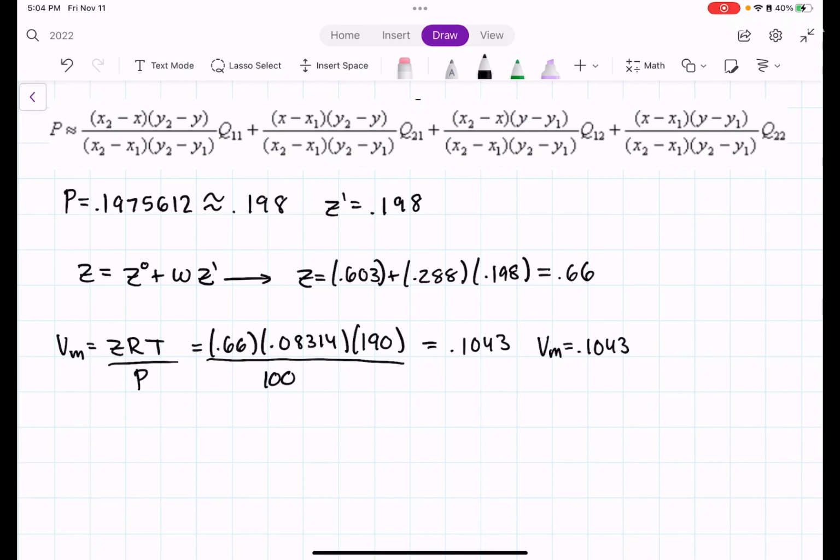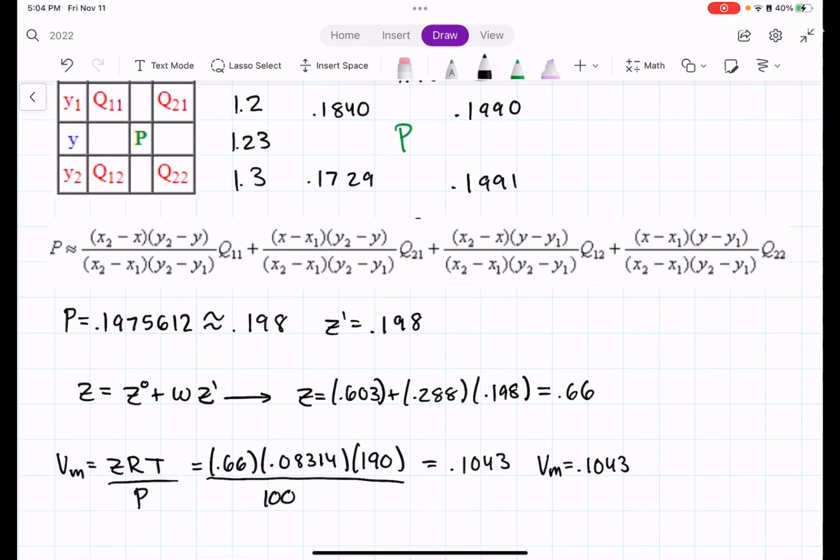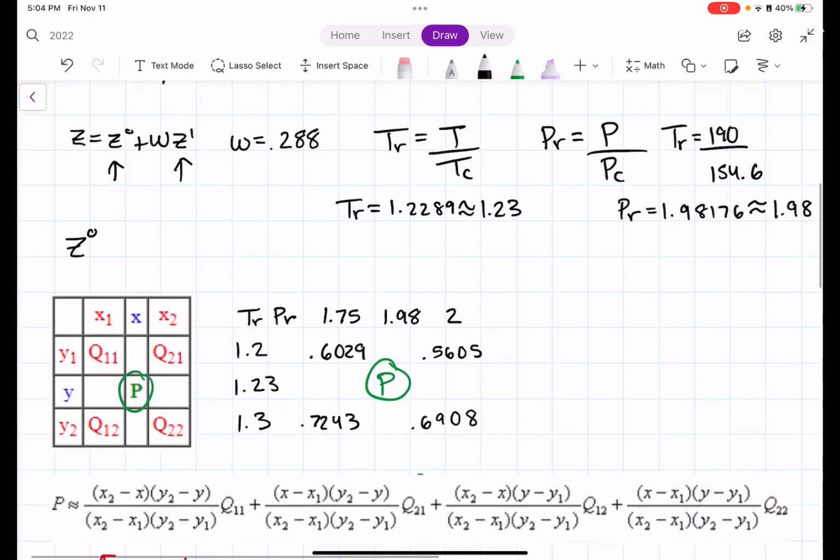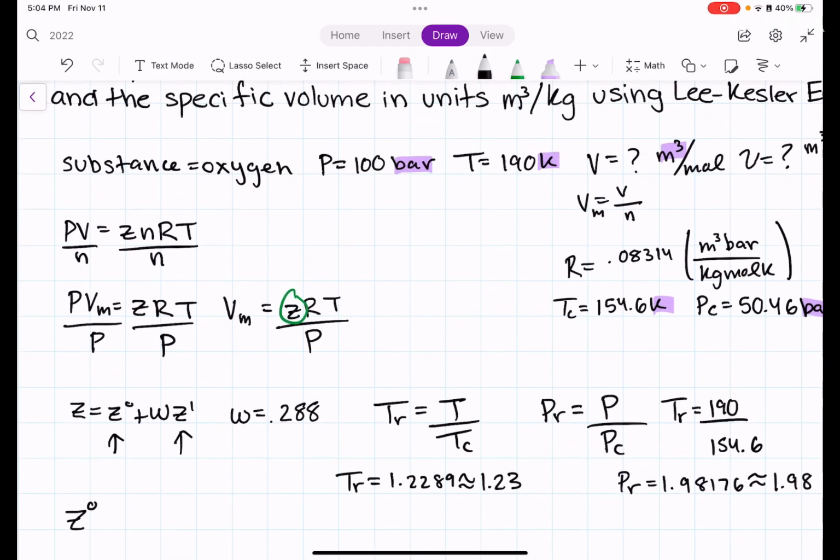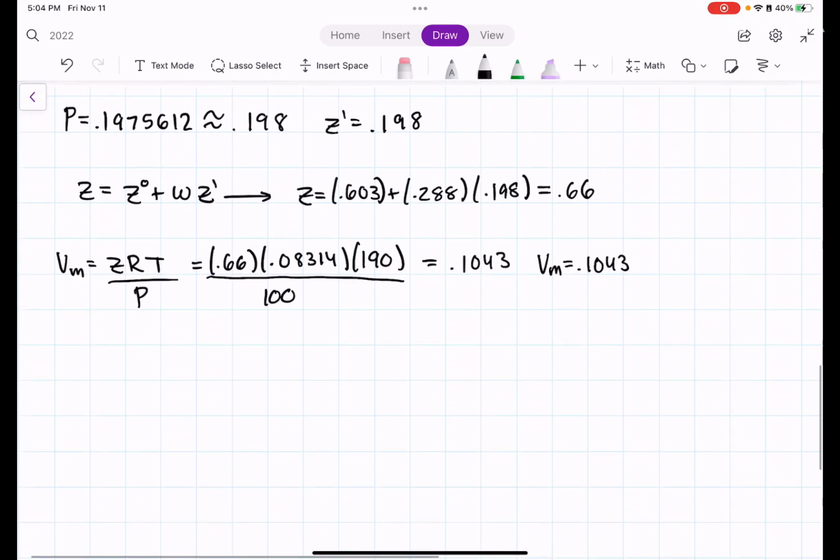In order to know the units for the molar volume, we're going to look at our R values. Molar volume is volume over moles, and our volume is in meters cubed, and our moles are in kilogram moles. So molar volume is meters cubed over kilogram moles. If you want it in gram moles, you can convert it. I don't want it in gram moles, so I'm just going to keep it like that.